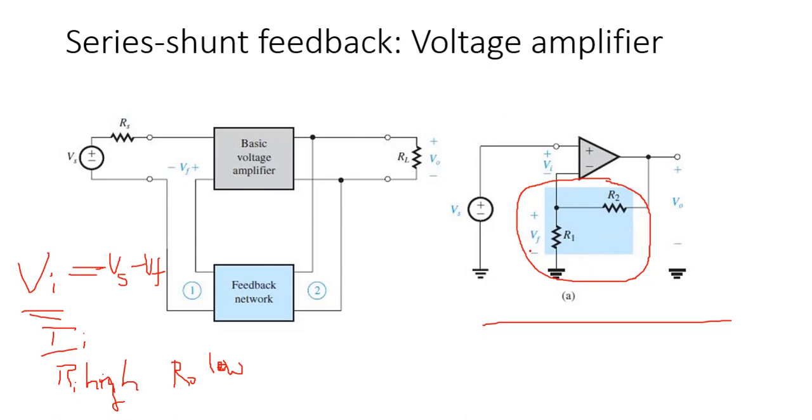The voltage Vf across the resistance R1 is subtracted from the source voltage Vs to give the input voltage Vi. So this Vi voltage is small. This is amplified by this op amp to get an output voltage V0. Here, for the feedback to be negative, the feedback voltage Vf and Vs should be of the same polarity.